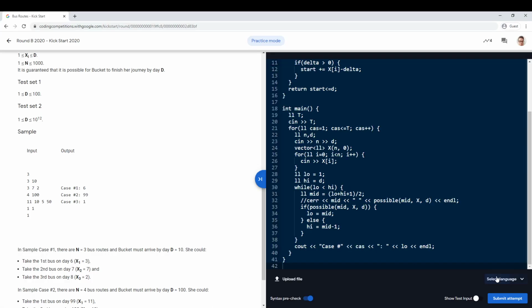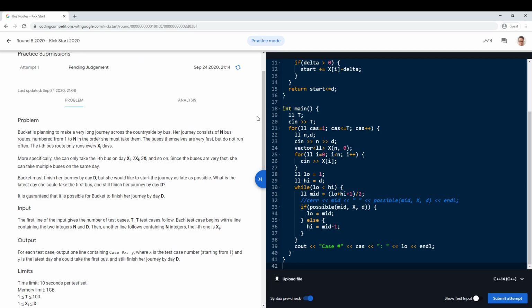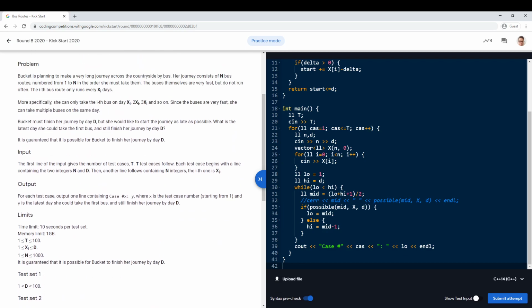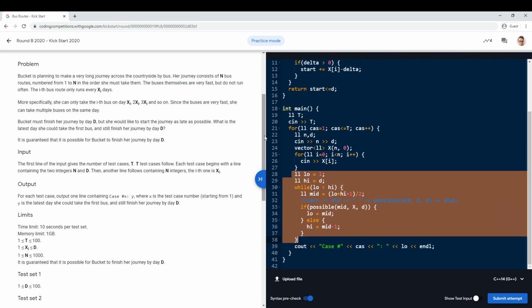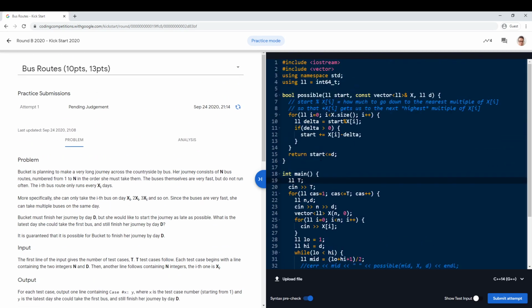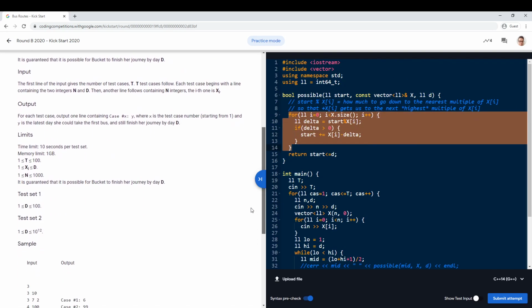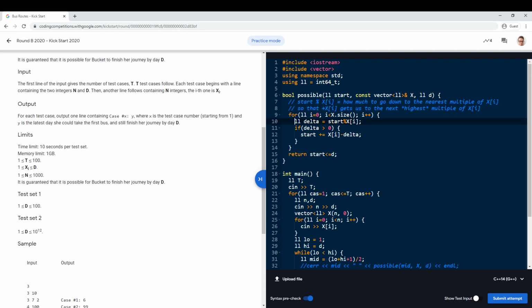I was waiting for the whole next bus if you got there on a day when the bus ran, but there's no need to do that. We do a binary search on the answer, and then we just need to check if a given answer works or not. And we can do that by simulation. So you just wait for the next bus for each of the N buses. And the bug that I had was that if you're already at a multiple of xi, then you don't need to wait at all. But if you're not at a multiple of xi, then you need to wait for the next multiple, which is this, and this is the reason for that.